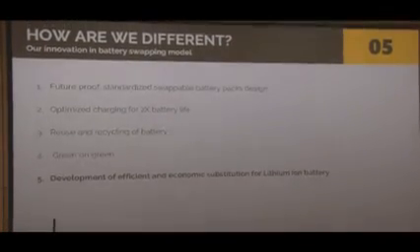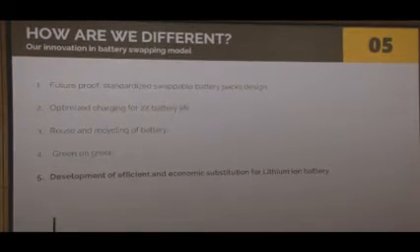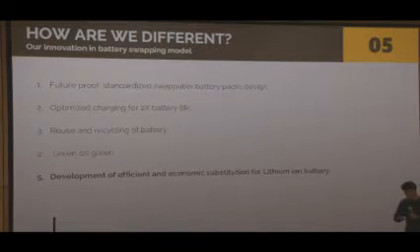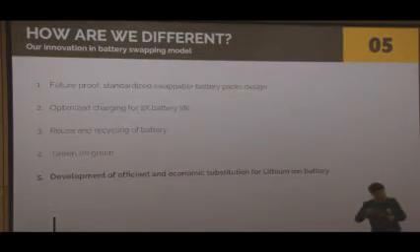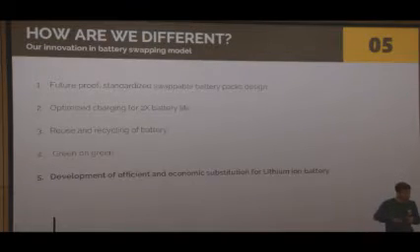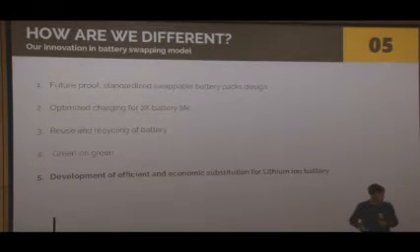So how are we different from these two models? First, we have made our standardized battery pack future proof, which I will show you in coming slides. These are standardized swappable battery packs, which are not present in this market at present. Second, we have optimal charging. We are able to increase battery life so that we can generate value for a longer period of time.